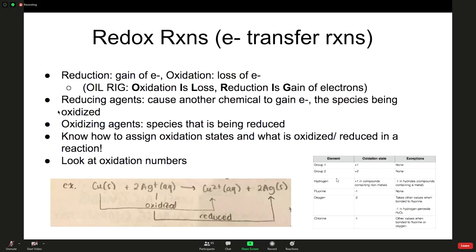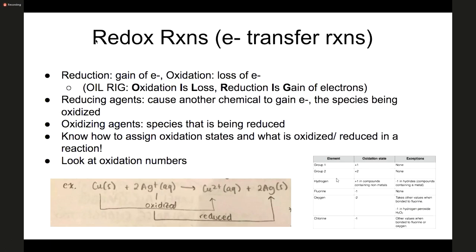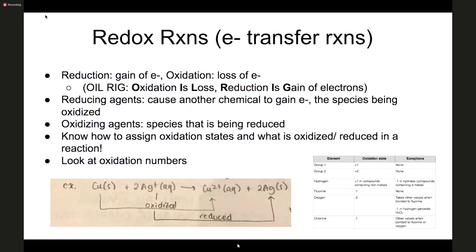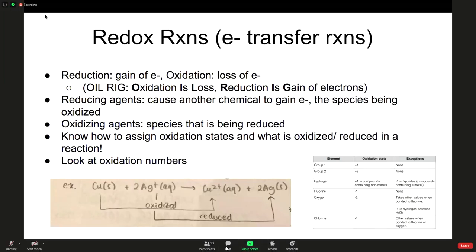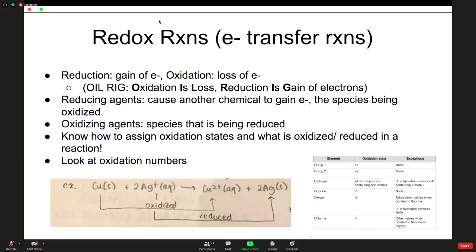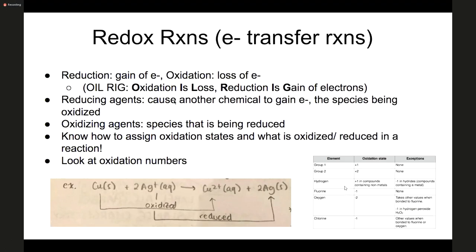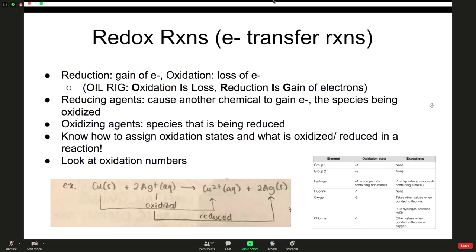He's out there. But yeah, here's the redox reactions, as Travis was explaining earlier. Just a brief overview, reduction is the gain of electrons, and oxidation is loss of electrons, and you can use OIL RIG, and there's also a LEO the lion one, whatever floats your boat. Reducing agents are basically the one that is being oxidized. They cause the other chemical to gain electrons, while oxidizing agents are the ones being reduced.